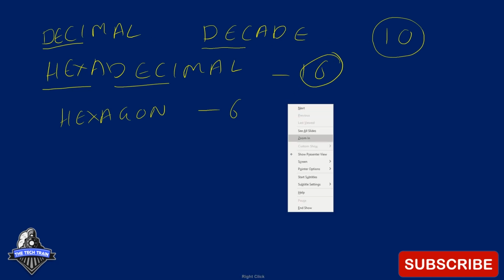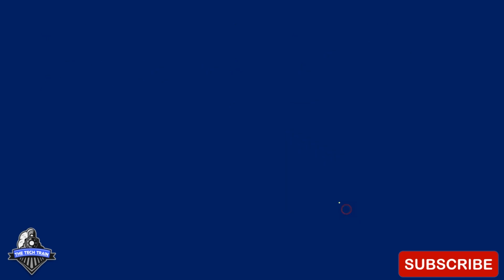So exactly what is it to do with? Well, decimal, of course, is counting using 10 digits. And these are the digits from 0 to 9. And we can count any number at all that we like using just those digits.